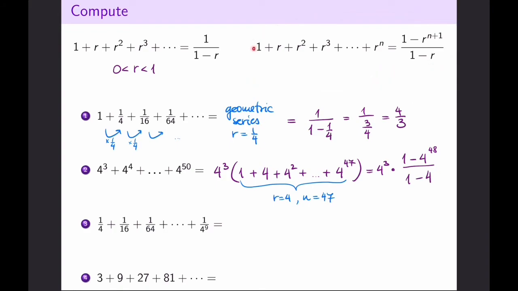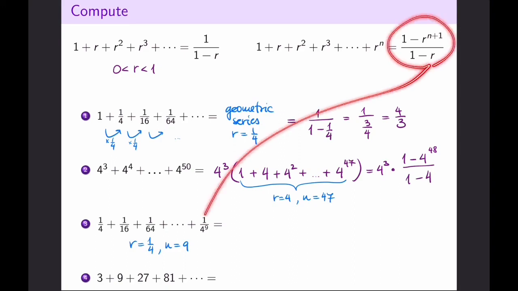The formula, as written, would be applicable if my series started at 1, which means that if I do apply the formula, this is the one I will have to subtract to even things out. So what I do have here is r equal to 1/4 and n equal to 9, as we can see for the power of r^n. So my overall result is going to be plugging those values for r and n into my formula.